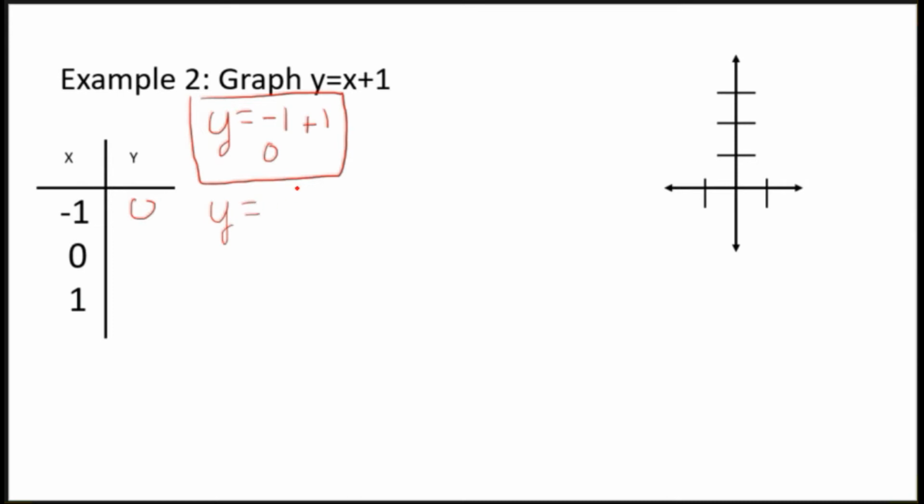Okay, so next I'm gonna do that for 0. Y equals, and instead of x, I'm gonna write 0 plus 1. Okay, 0 plus 1 is 1. Box this off, give me some space. Okay, for the last one, rewrite the equation. Instead of x, make sure you put 1. Okay, 1 plus 1 is 2. Couldn't be any easier.